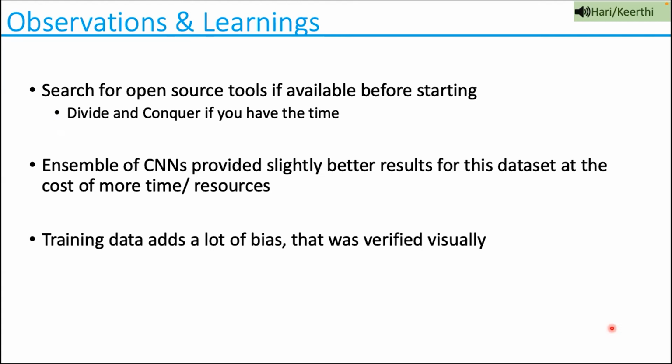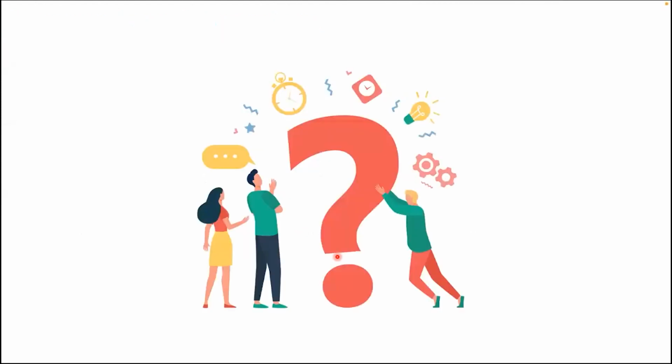The other thing we learned is that an ensemble of the models was not giving better results. It was giving only slightly better results, but it was taking more time. And on the bias part, which Harpreet already mentioned, across locations we did see that there is a bias in the training data. That is also something we came across.